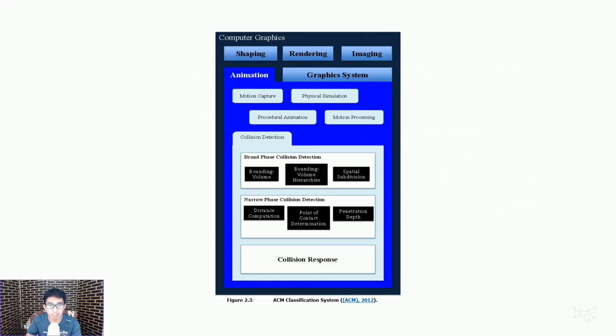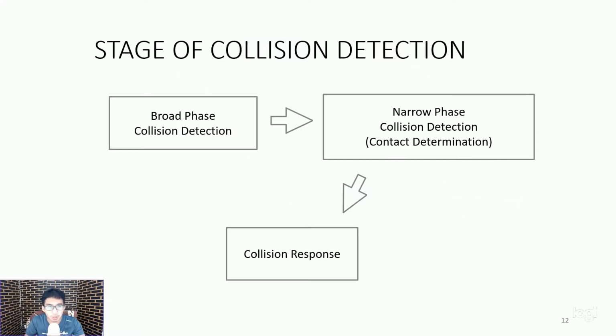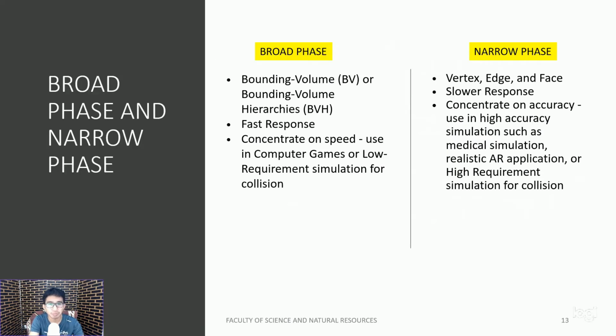We don't want to look at the detail of this. We just look at the surface of the collision detection algorithm. The stage is broad phase first, and then move on to narrow phase, and then of course the collision response. When we detect what happened next, of course we need to have some sort of response, like the object somehow becomes dented, or maybe there's some destruction happening. So the building collapses, or there is an impact after the collision happens.